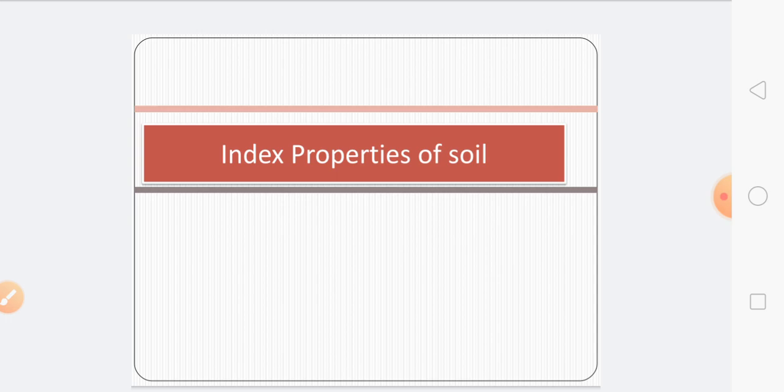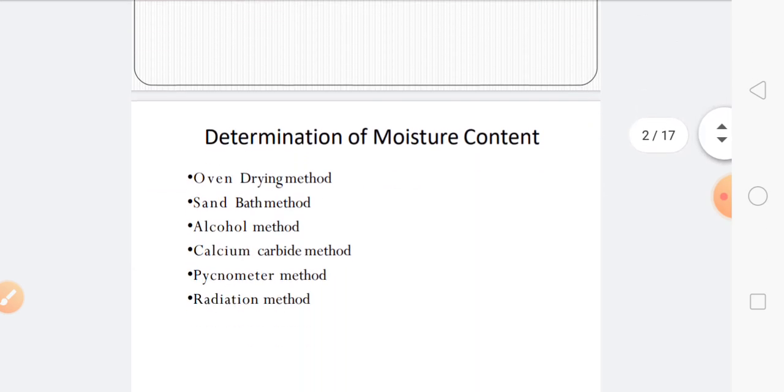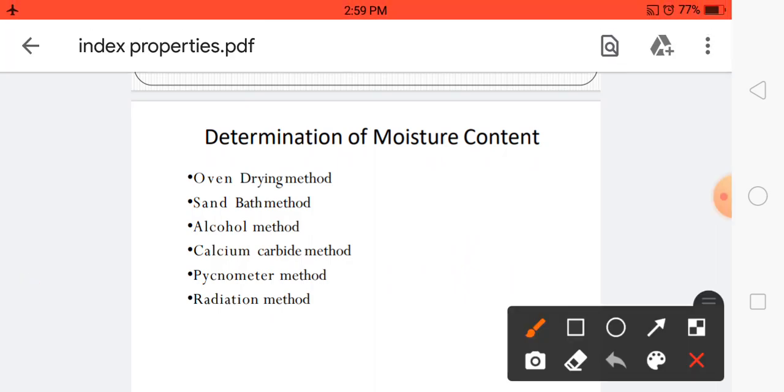We are using these index properties. Index properties means we determine water content, specific gravity, density, particle size distribution, consistency limit. There are different index properties. First we'll see how to determine the moisture content or water content. There are different methods. The first method is the oven drying method.